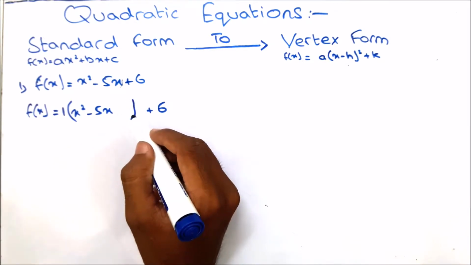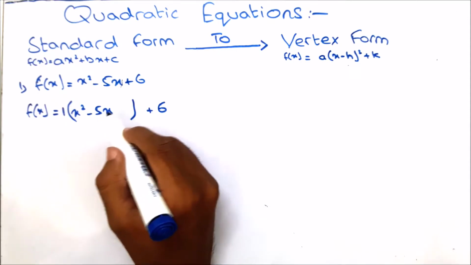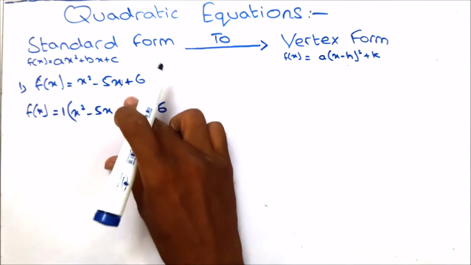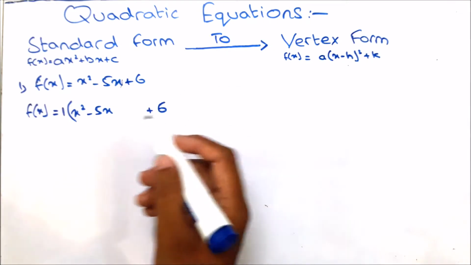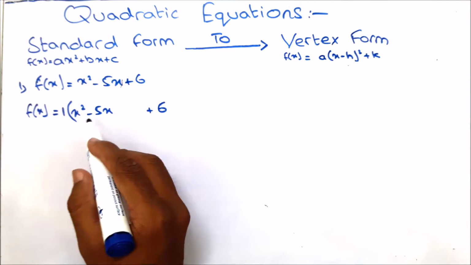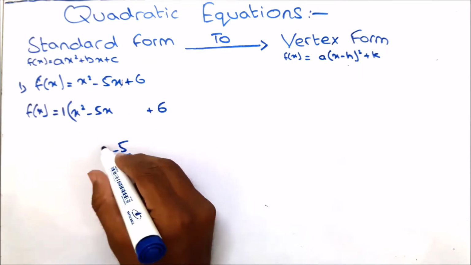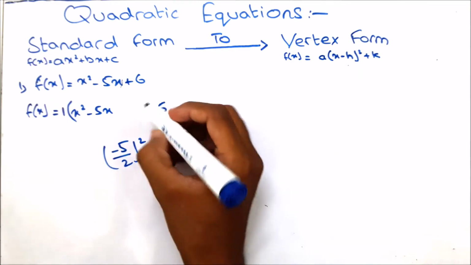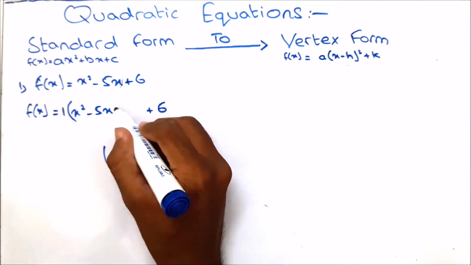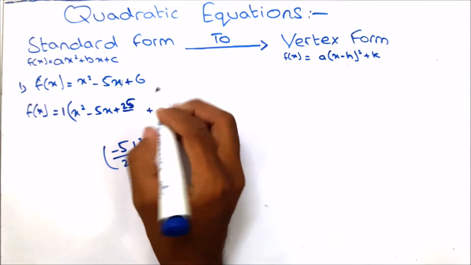While completing the square, we remember that we divide this term by 2, square it, and add its square on both sides. We won't add it on both sides, we'll just add and subtract it over here. That means the same. So we divide minus 5 by 2 and square it. What we'll get is plus 25 divided by 4.